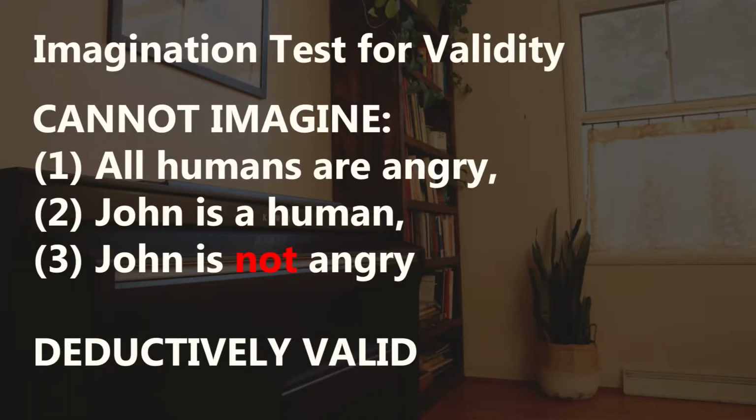I can't imagine simultaneously that all humans are angry, that John is a human, and also that John is not angry. So this shows me, since I can't imagine the premises being true and the conclusion false, at least according to the test, the argument is deductively valid. If I can't imagine the premises being true and the conclusion false, then it looks like it's impossible for the premises to be true and the conclusion false. And if it's impossible for the premises to be true and the conclusion false, then the argument is deductively valid.